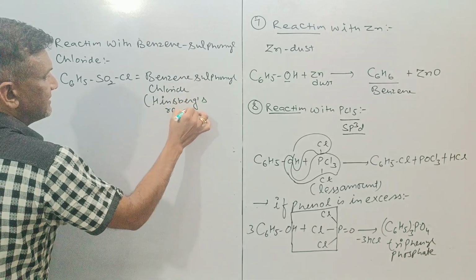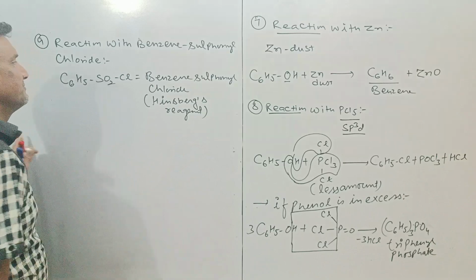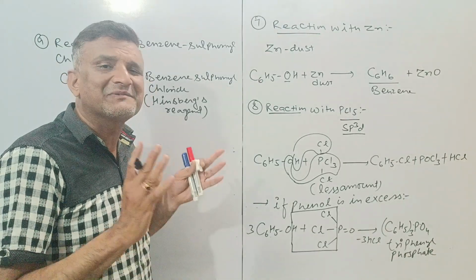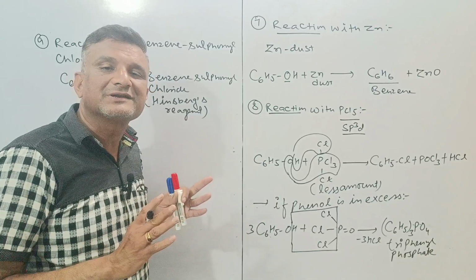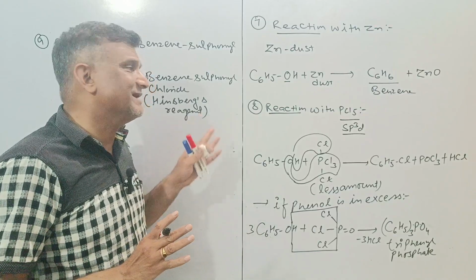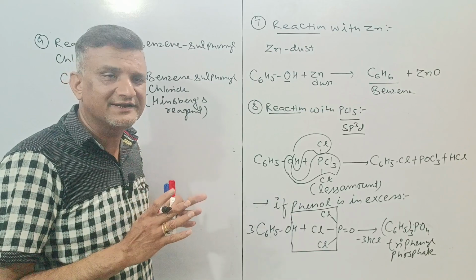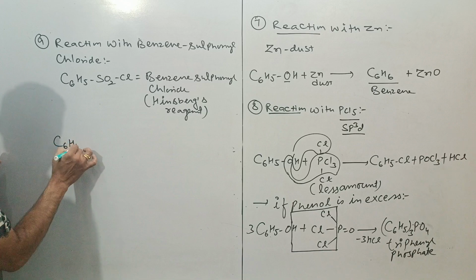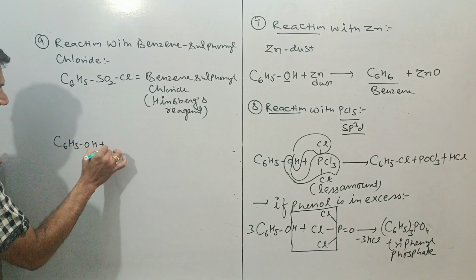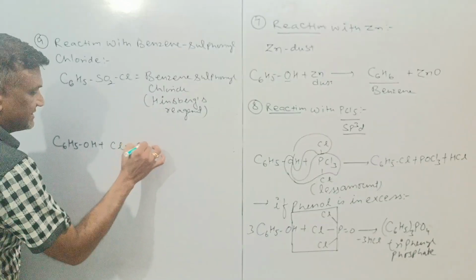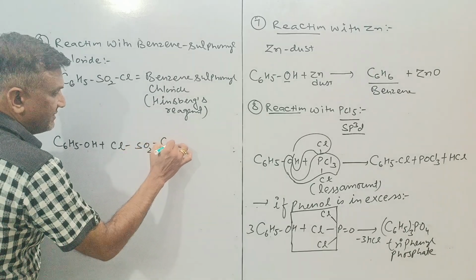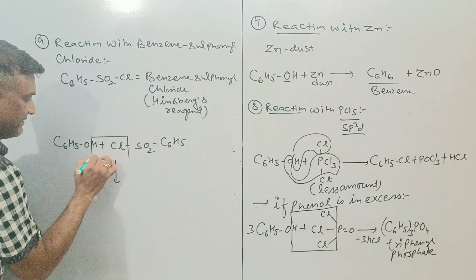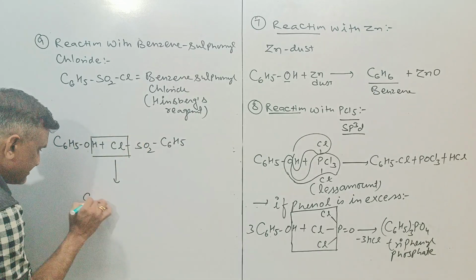1 मार्क का क्वेश्चन सीबीएसई में और राजस्थान बोर्ड में भी, इंग्लिश मीडियम में, हिंदी मीडियम में, सब में पूछा गया है. What do you know about the Hinsberg reagent? Then you can say benzene sulfonyl chloride is called Hinsberg reagent. So this is C6H5OH as a phenol. This is the Hinsberg reagent, C6H5SO2Cl. Here there will be removal of HCl.